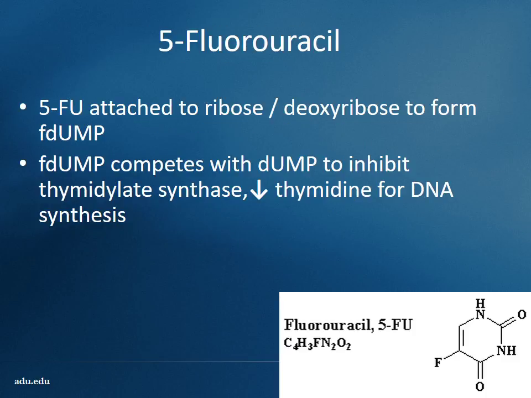5-fluorouracil, when it gets attached to ribose or deoxyribose, forms this byproduct called FdUMP. I usually see it written FdUMP, but I like FdUMP better, sounds better. Basically, it's competing with the natural deoxyuridine monophosphate, dUMP, and inhibits thymidylate synthase, and thus you have less thymidine being incorporated into the DNA. So less of the base pair making the DNA, more DNA damage being done, less mitosis.